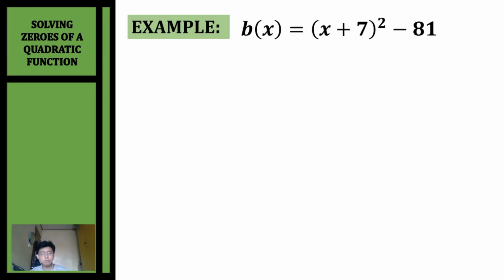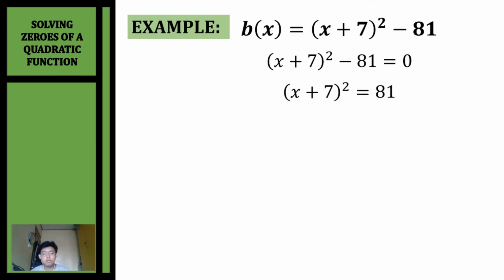So for example, we're going to get the zeros of this quadratic function. The first step is for us to change the function notation to 0. Then, we isolate the variable x. So let's transfer negative 81 to the other side of the equation. It will be the square of the sum of x and 7 is equal to 81. Then we get the square root of both sides.